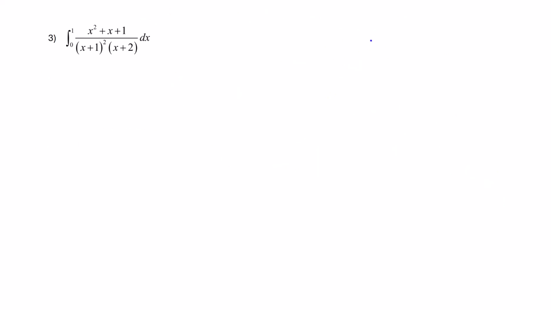Our next example is the following. We have the definite integral this time, from 0 to 1, lower bound 0, upper bound 1. The definite integral of the fraction whose numerator is x squared minus 1, and under that, the denominator is given as follows. There's a set of parentheses containing x plus 1, and those are squared. And then next to it, we're multiplying by another set of parentheses containing x plus 2. And then this is all dx.